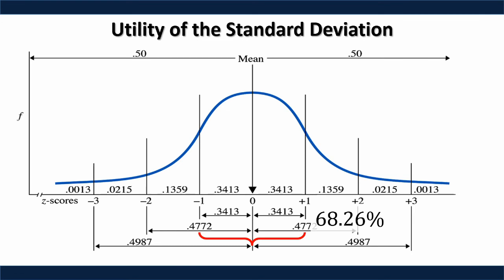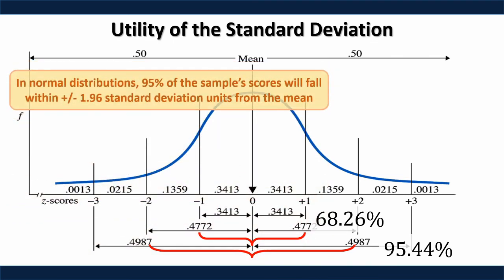This also means that 95.44% of the scores fall within plus or minus 2 standard deviations from the mean. An important number you should commit to memory is 1.96, and you'll see it come up time and time again in the future. This number in standard deviation units is meaningful because it means that 95% of the sample falls within plus or minus 1.96 standard deviation units from the mean.